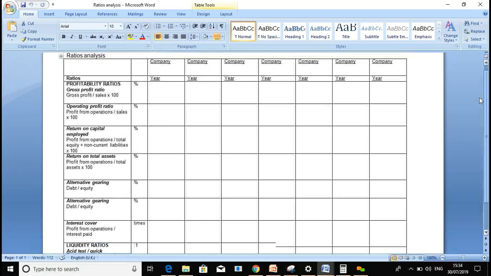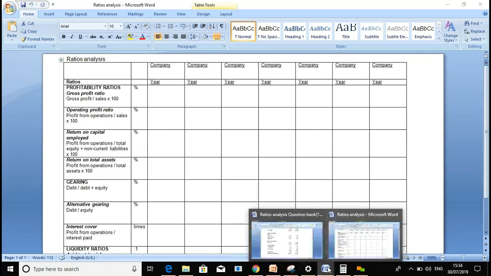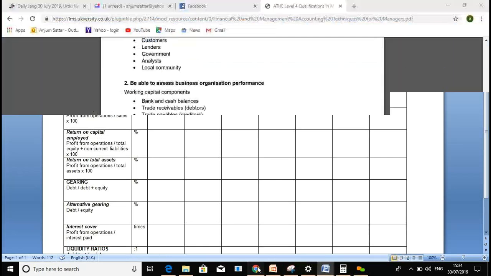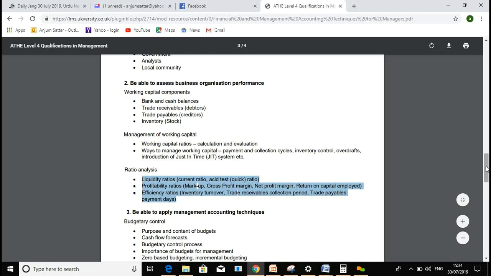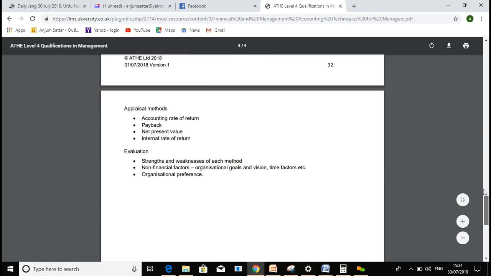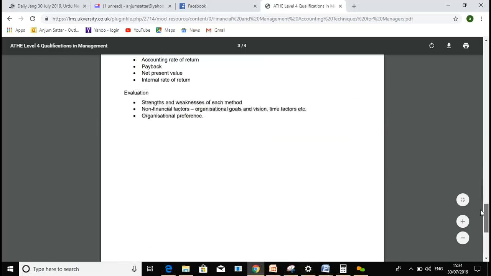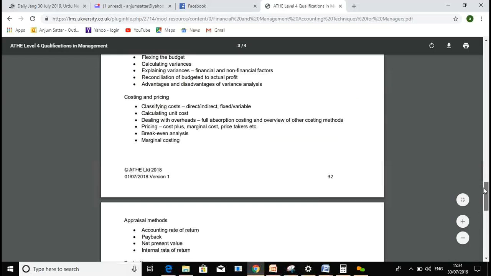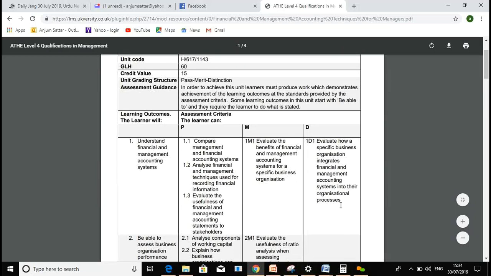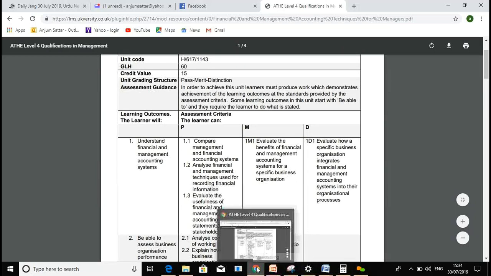If you do two ratios, we'll send you these handouts. Next lesson we can complete and go through more ratios as well, and then discuss the budget. We can do half a lesson on more ratios, and then we'll go through the next topic. Any question? Okay.